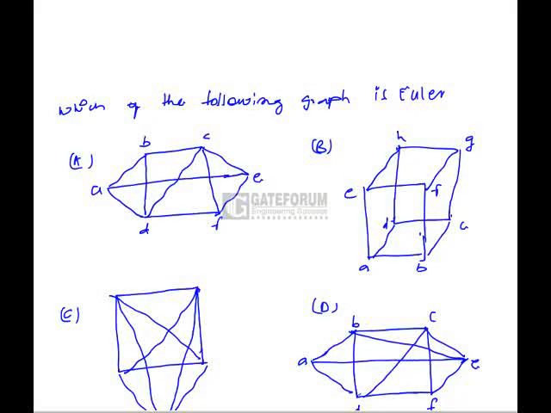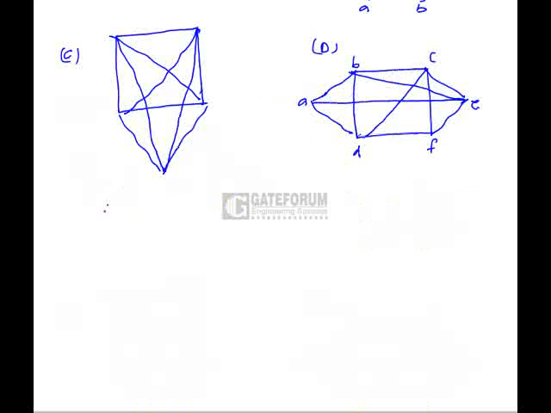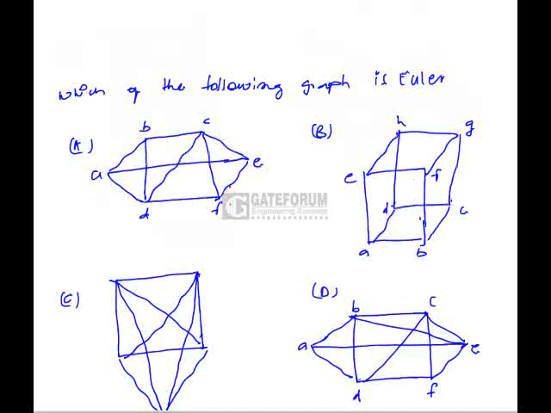Which of the following graphs is the Euler graph? There are four graphs given. We can say that the graph is the Euler graph if it has the Euler path. An Euler path is nothing but a path in the graph where each edge should be visited once and we have to cover all the edges. An already visited edge we should not visit once again. By visiting each edge one time, we have to visit all the edges.